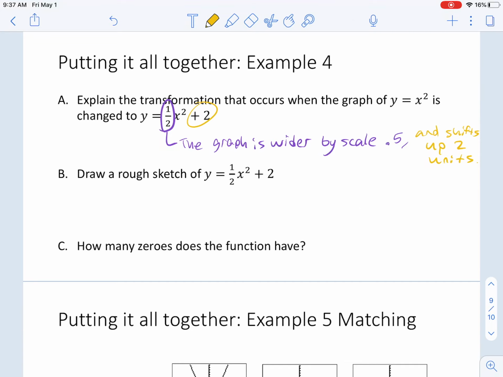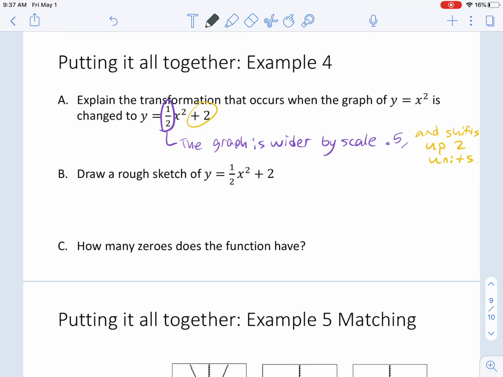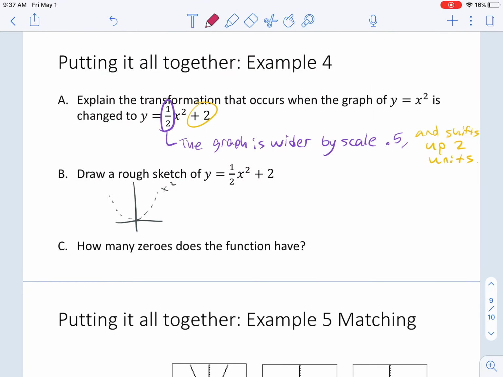Okay? So what I can do here, if I want, is I can just draw a wide graph and shift it up 2. I do like to give that reference that x squared looks like this in my very rough graph. So there's my x squared, okay? And now I'm just going to draw a graph that starts above and is wide. So I'm going to start it at 2, and I'm going to make sure it's nice and wide.